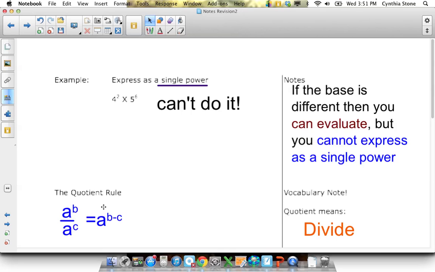Leading us down to the quotient rule. The quotient rule, remember quotient means divide. And divide can be expressed as a fraction. And most often in high school, it almost always is. So you need to get used to the fact that this is a divide, okay? But you can see it's almost a natural.